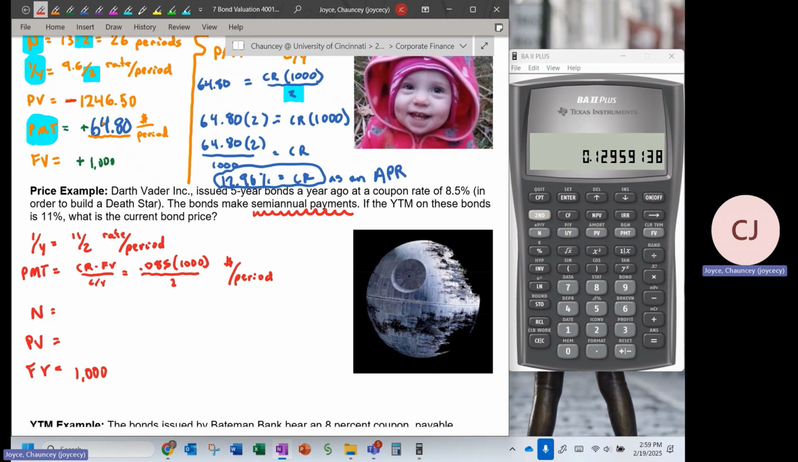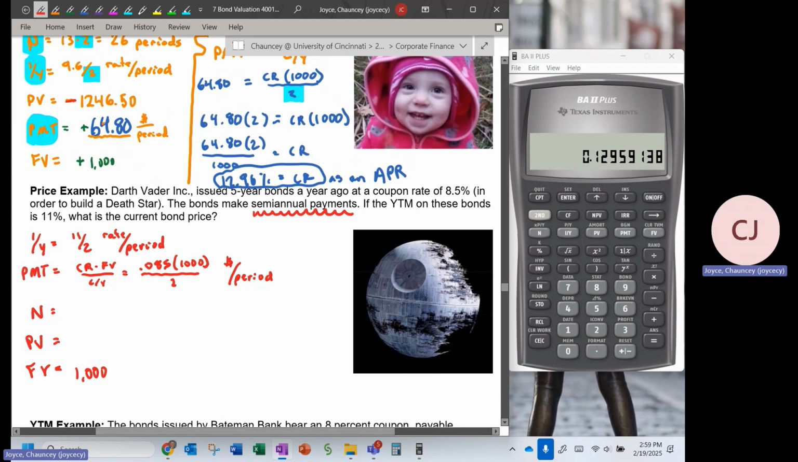Now, here's where the mistake occurs in this question. Time. Darth Vader issued 5-year bonds a year ago. A year ago is 4. So there's 4 years left to maturity, because these bonds were initially 5-year bonds. That's 1 year ago. That means we have 4 years left of cash flow times 2 semi-annual periods in a year gives you 8 periods remaining. Oh, Darth Vader, you tricky one. Haha. That's going to trip up quite a few people.